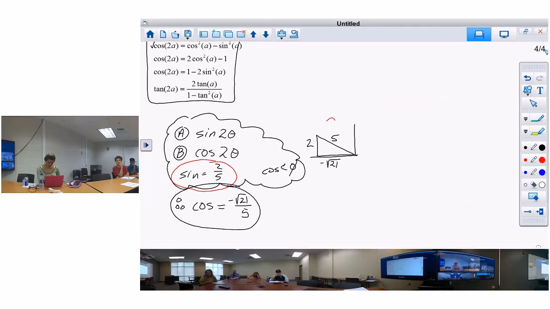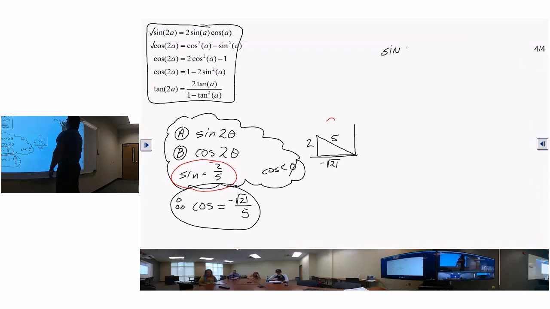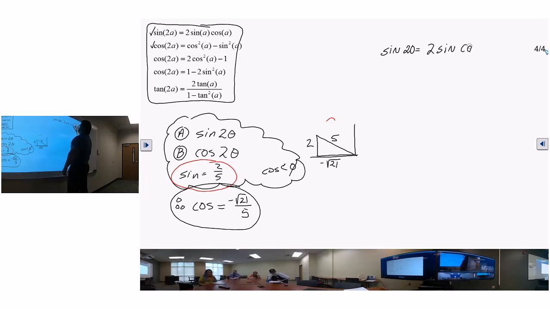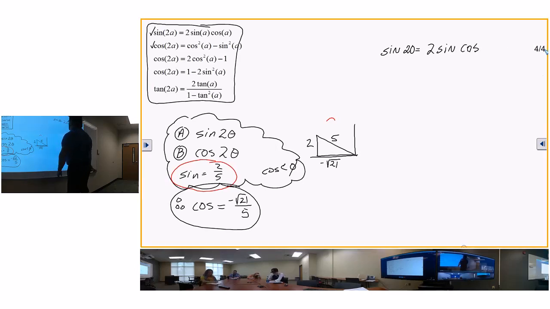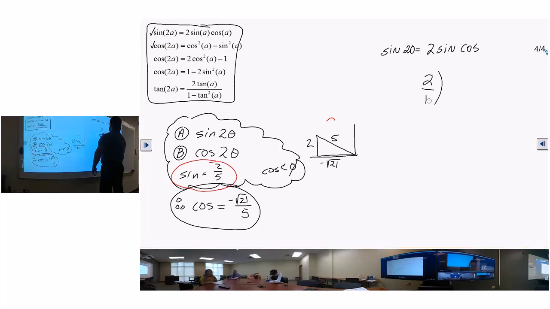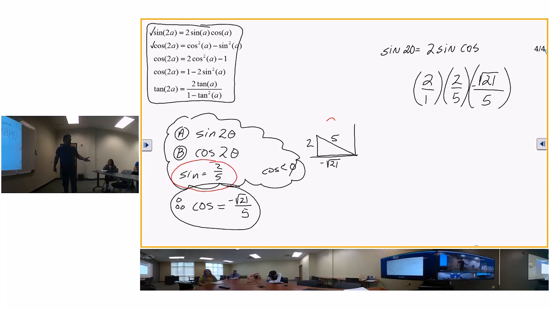So I'm going to take my handy dandy sine of 2 theta, and I'm going to write it out. Sine of 2 theta is equal to 2 sine cosine. And you can put the A's if you want to. I don't really care. All right. So we've got the sine of A is 2/5, so that's going to be 2 over 1 times 2/5 times what? Square root of 21 over 5. Negative. And now you just have to what? Do math.